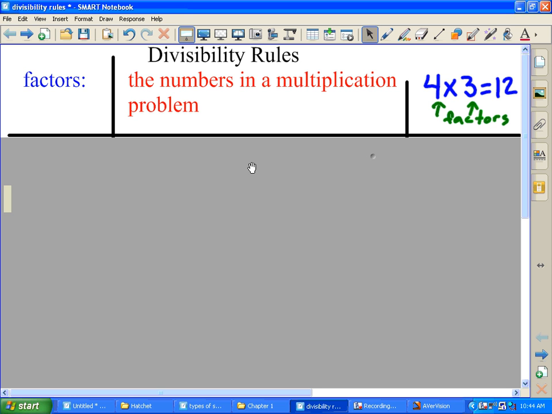Look at the problem in the example. It says 4 times 3 equals 12. 4 and 3 are factors of 12, as you can multiply 4 and 3 to get 12. So 4 and 3 are factors of 12. Write that down quickly, so we can move on in just a second.